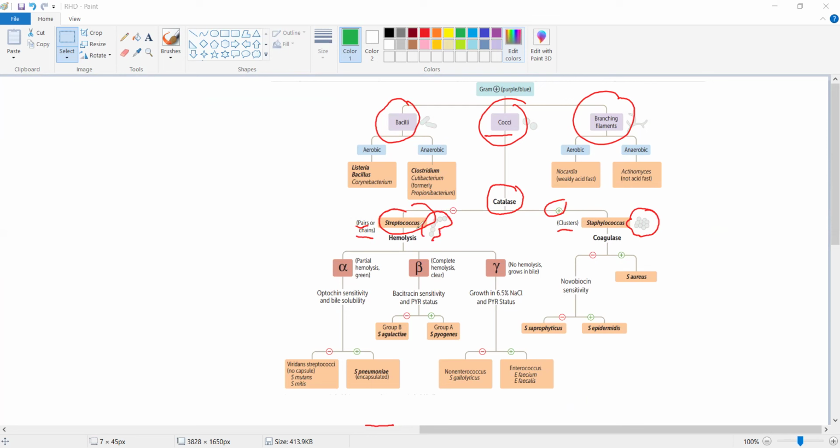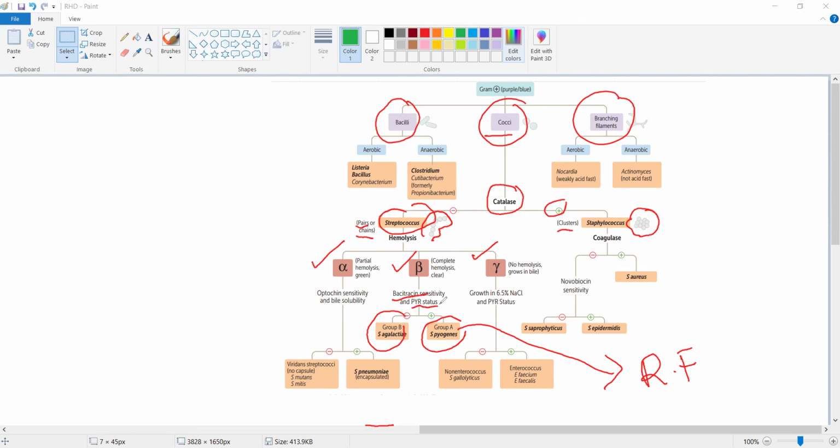Streptococcus is further divided into three types: alpha hemolytic, beta hemolytic, and gamma hemolytic bacteria. Beta hemolytic means complete hemolysis of the colonies. Beta hemolytic is divided into group A and group B. Group A strep, Streptococcus pyogenes, leads to rheumatic fever, and it is bacitracin sensitive and PYR positive.